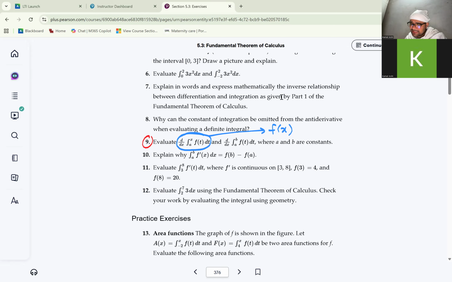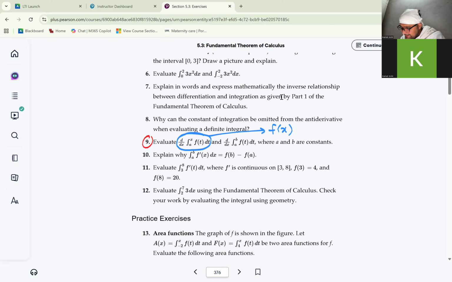Why? Because this expression here is the variable area function, and the area function is only a constant away from the antiderivative function. So the derivative of the antiderivative function will be the original function.